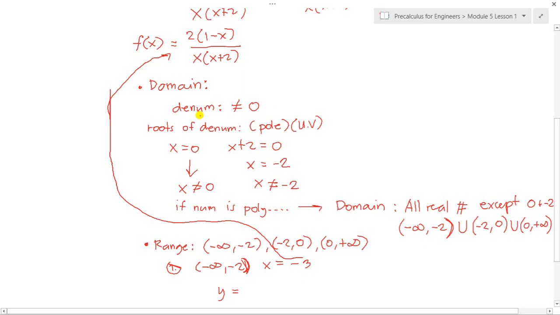Bisan pag magbutang ka diri og negative 1,000, so I put here negative 1,000, ang answer good class is positive. Nakuha ra. Na-verify? So I hope inyo na-verify. So y here is positive.